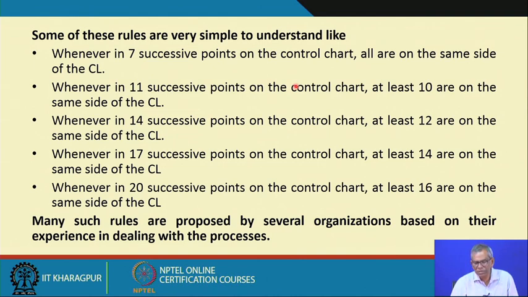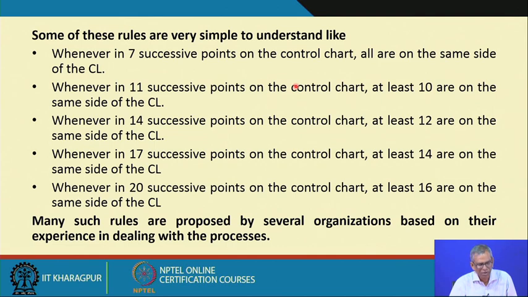Whenever in 14 successive points on the control charts, through their empirical study, these organizations or researchers are proposing very simple rules. So out of 14 successive points plotted, if you find at least 12 are plotted on the same side of the central line, you extend it. Whenever in 17 successive points on the control chart, at least 14 are on the same side of the central line.